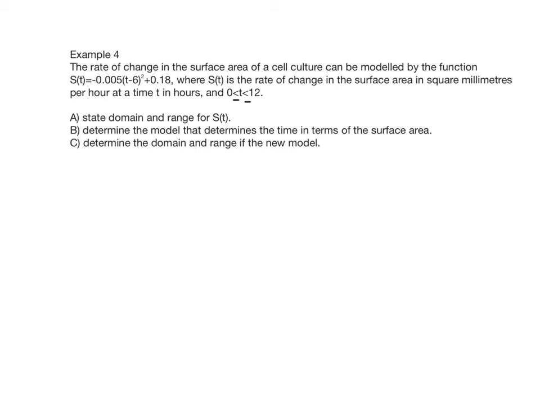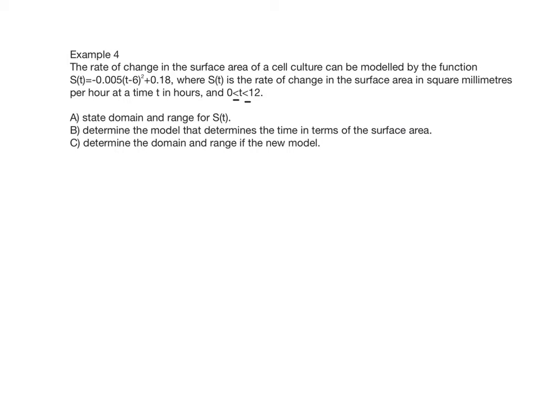Our last example is a word problem. This is example number 4, directly from chapter 3.3, and it says, the rate of change in the surface area of a cell culture can be modeled by the function s of t equals negative 0.005 times (t minus 6) squared plus 0.18, where s of t is the rate of change in the surface area in square millimeters per hour at a time t in hours.